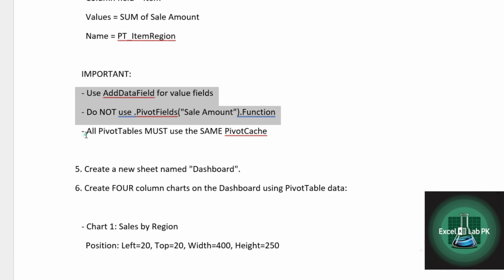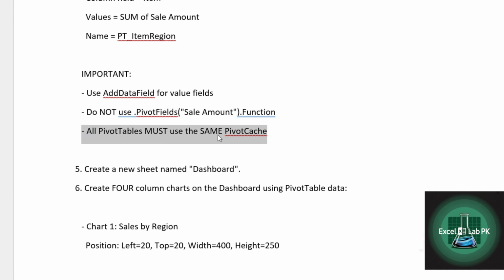To ensure consistency across the entire workbook, all pivot tables must use the same pivot cache, meaning that all the pivot tables should have the same type of pivot table cache. The pattern that will be used should be the same.